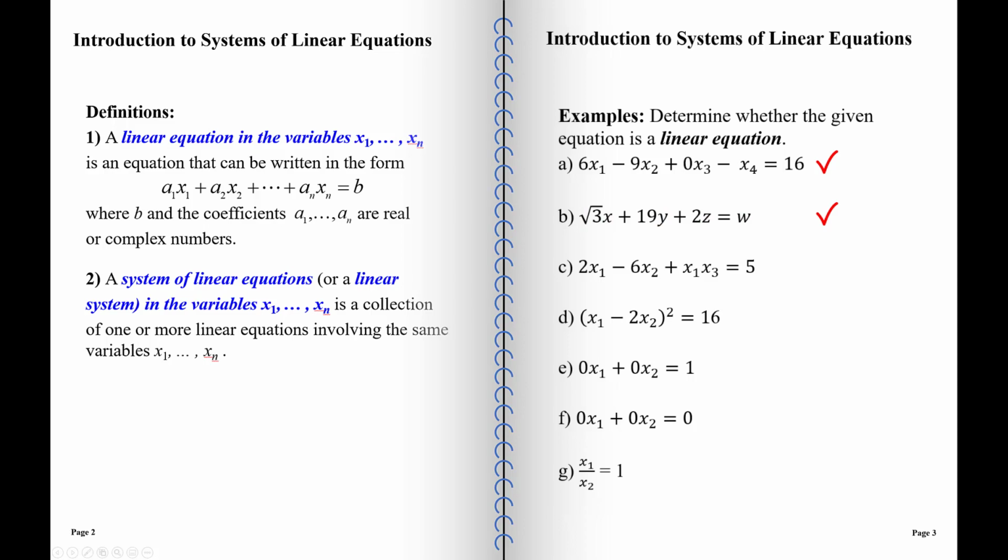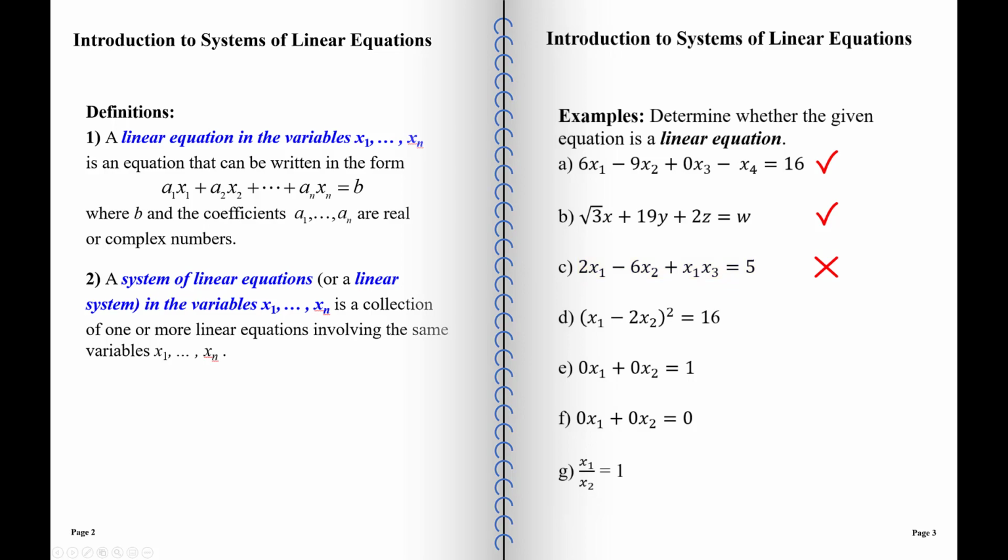In the third example, part C, I think we can see the answer is no. We have a product of two variables here. You cannot have that in a linear equation. So this one would not be linear in x1, x2, and x3.